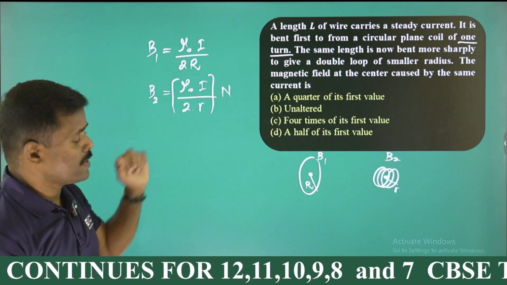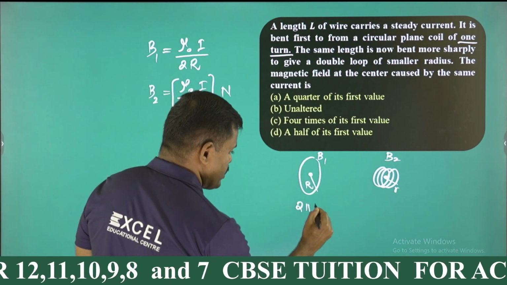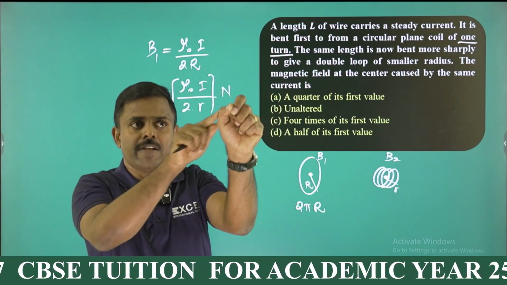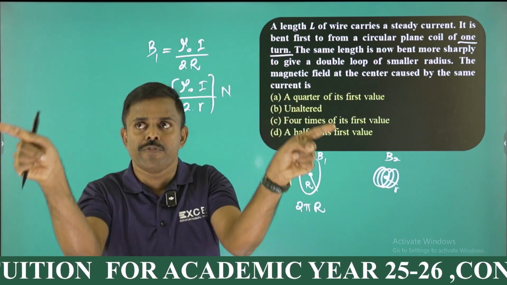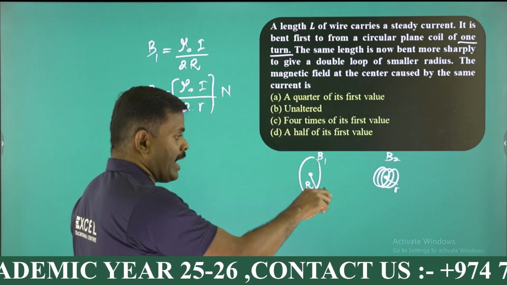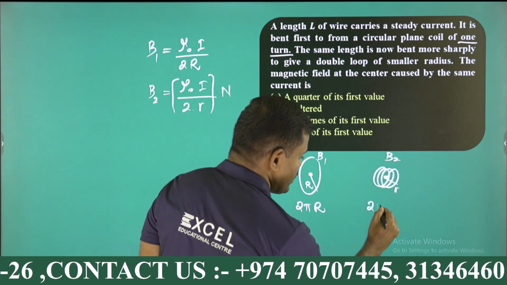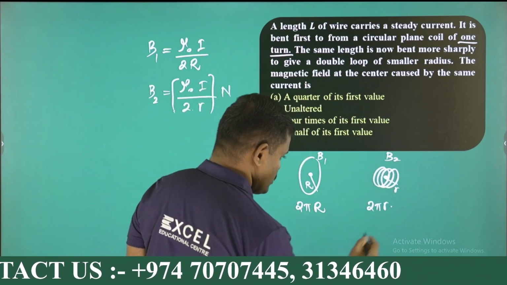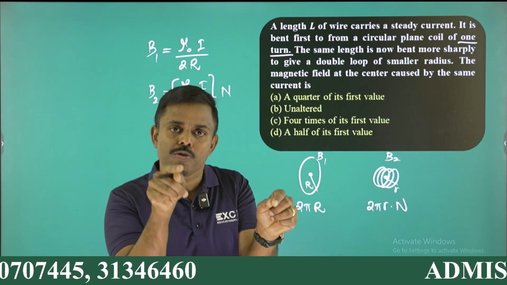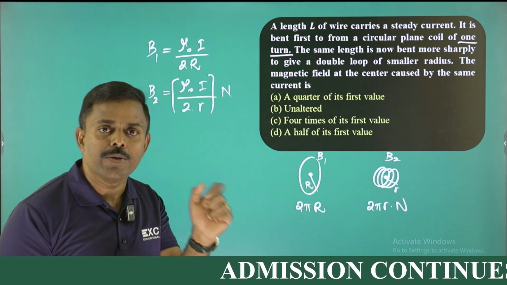Now I need to relate them. But one thing is clear. The total length of this wire, which is the circumference, right? Just imagine you are cutting it open and stretching it. That will have a length of 2 pi r, the circumference of the circle. Actually, this is also made with the same wire. So what is the length there? It is 2 pi r into n. Because for one turn the circumference is 2 pi r, 2 turns 2 pi r into 2, 3 turns 2 pi r into 3, n turns it's going to be 2 pi r into capital N.